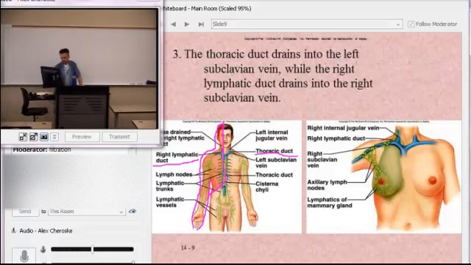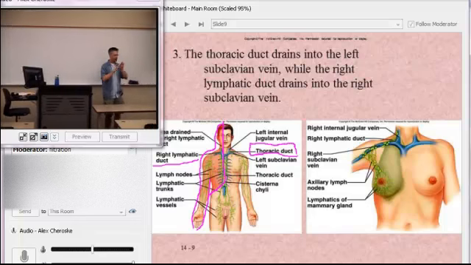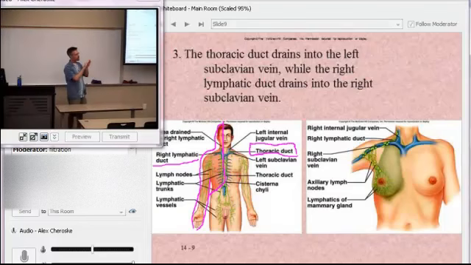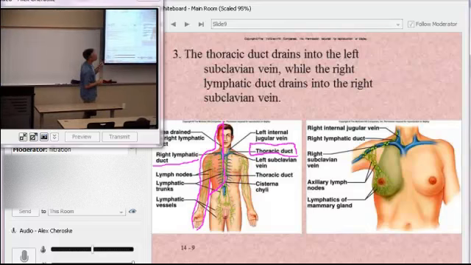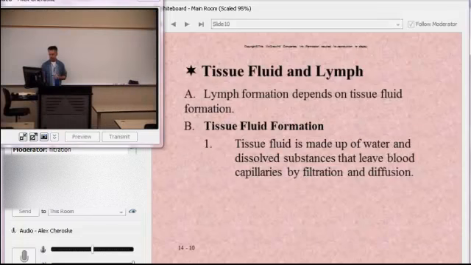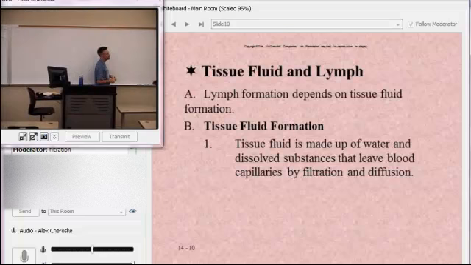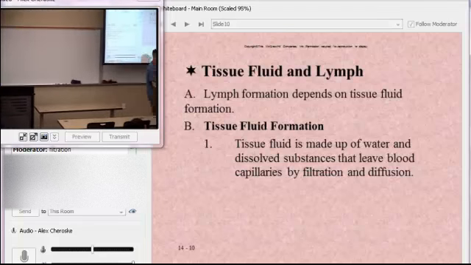Okay? So again, for whatever reason, this is another case where we don't have exactly symmetrical structures in the body. The thoracic duct handles most of the lymph of the body. The right lymphatic duct handles the upper right side. Okay. So now we've got a little bit of a map, if you will, as to where these lymphatic vessels are going to be coming from and going to, and returning the excess fluid back to the cardiovascular system.